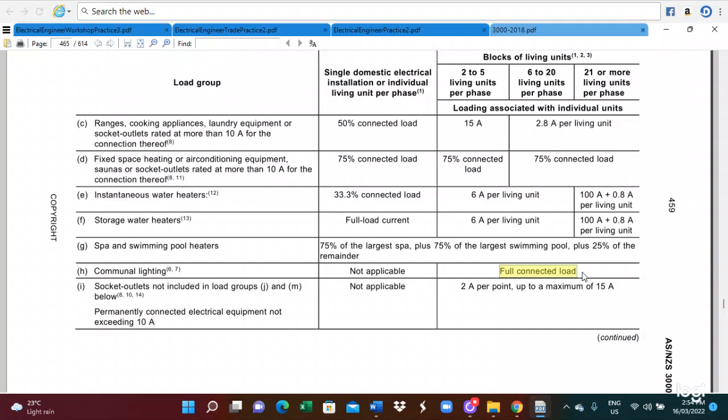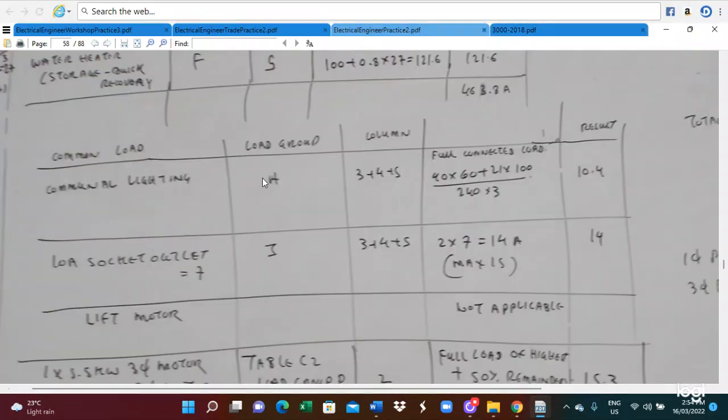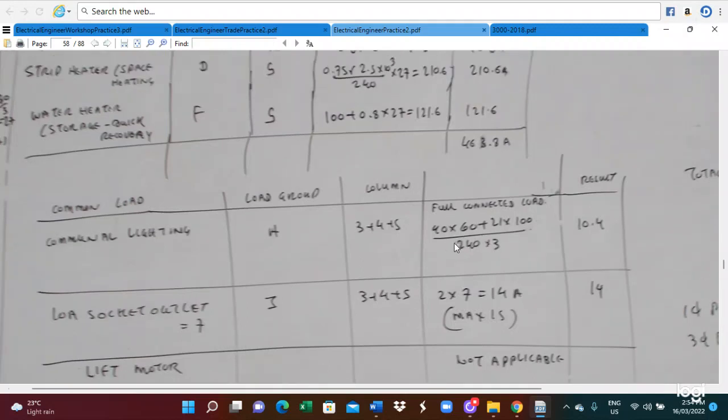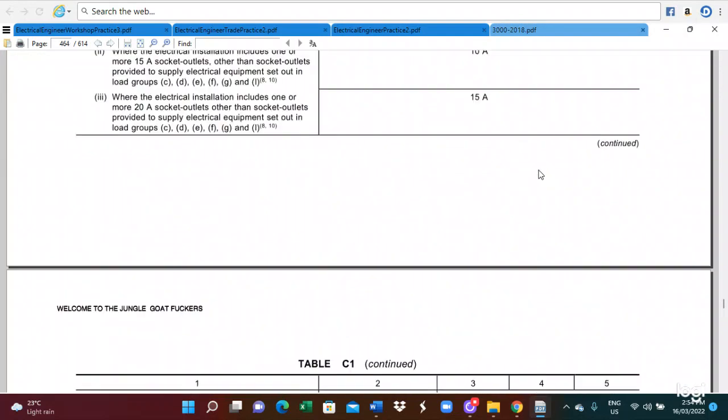So this is every lighting point. We had to refer to 2 to 5, or 6 to 20, or 21 or more. We had to use the full connected load. Therefore, the lighting point is local H, so there will be the total number. So here you calculate the communal lighting. Full connected load means we have to refer to this table here, lighting point.